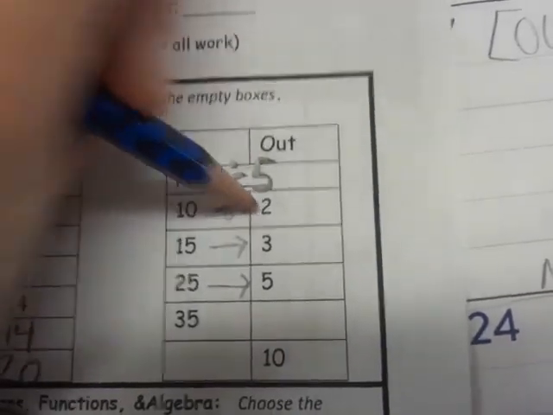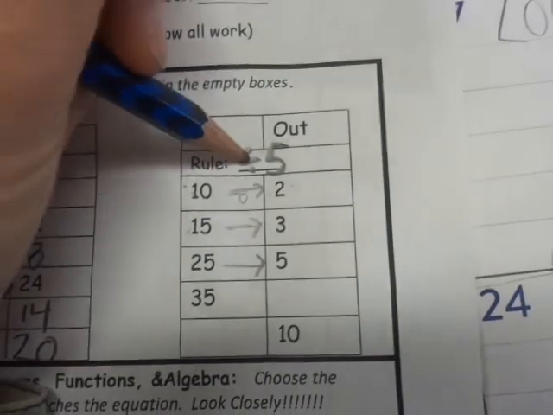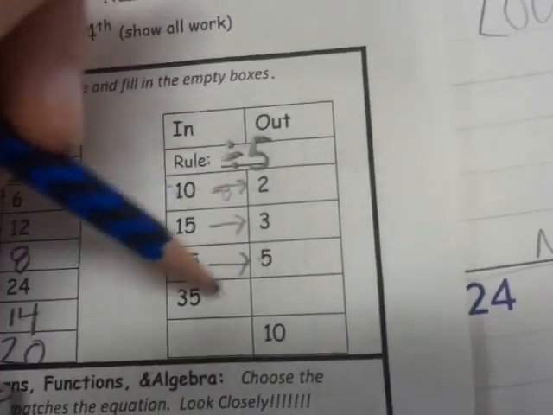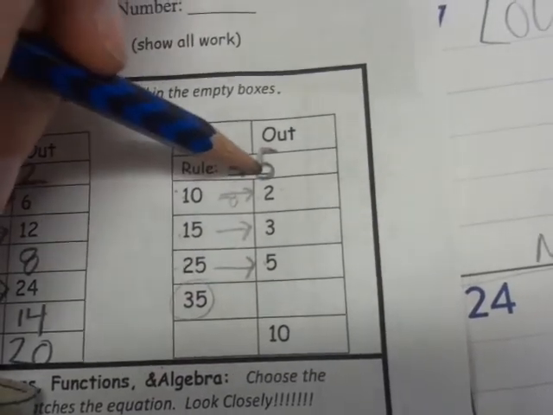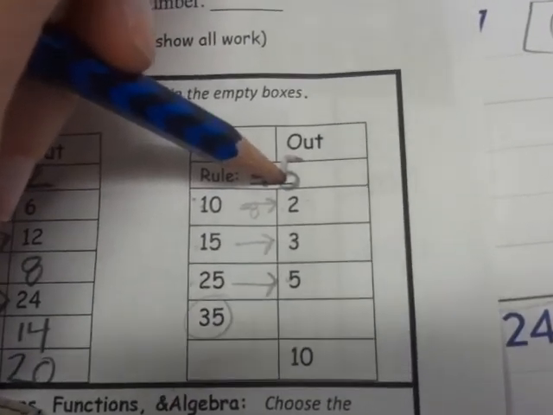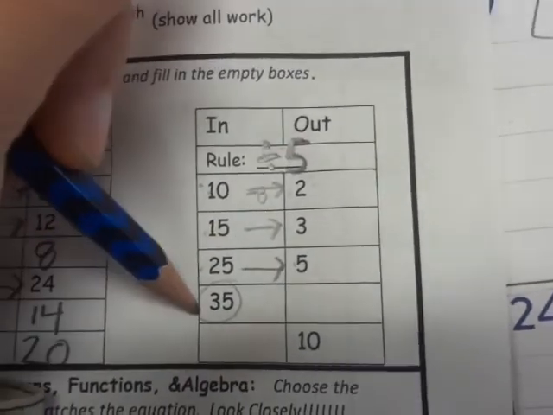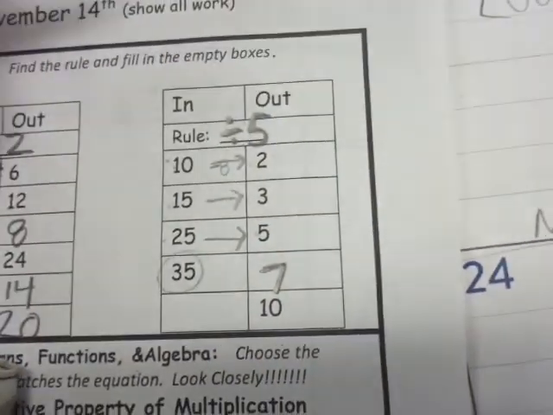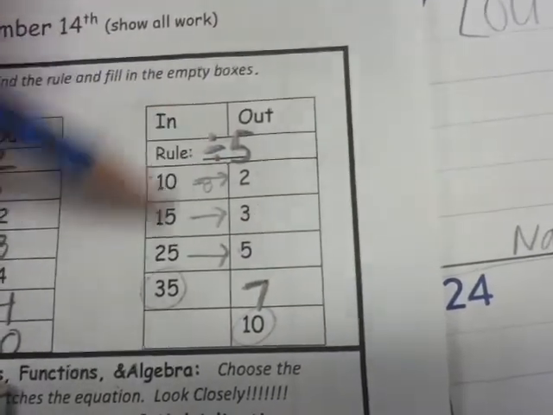10 divided by 5 is 2. 15 divided by 5 is 3. 25 divided by 5 is 5. 35 divided by 5, think of the other part of that number. What times 5 equals 35? That's 7. Now, you have a 10 here, so I can go backwards.